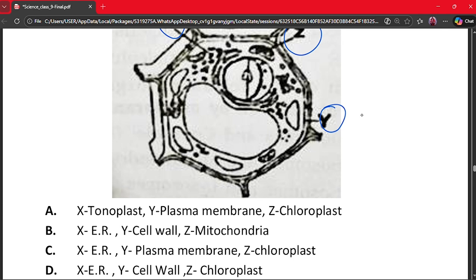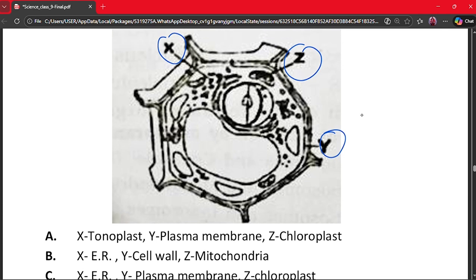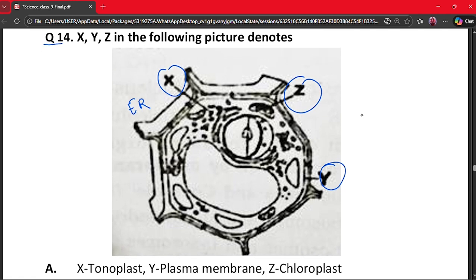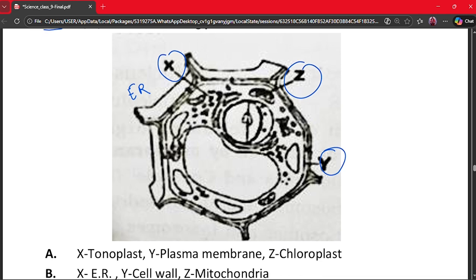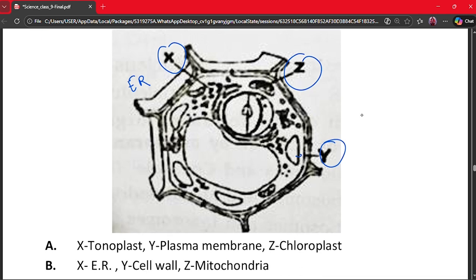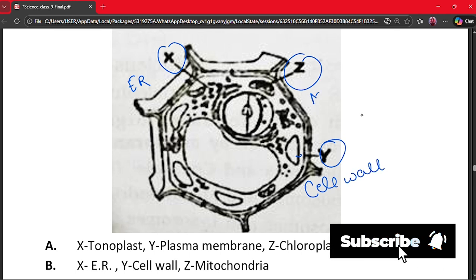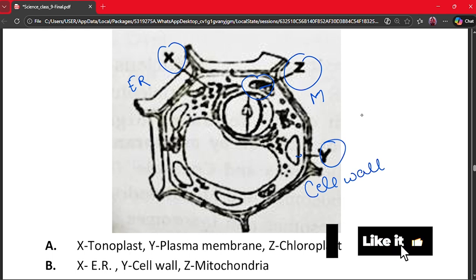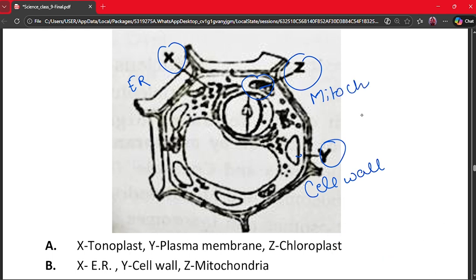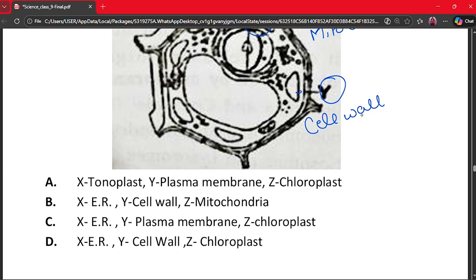So here this X is ER, so this one is ER, and now we'll go to Y. Y is cell wall, so this is cell wall, and Z is mitochondria. This one is mitochondria. So ER, cell wall, and mitochondria is option B. So our correct answer is option B.